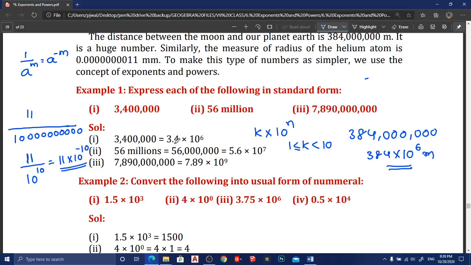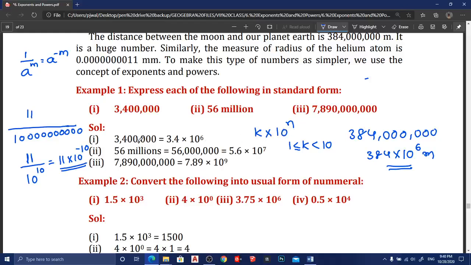Put a point after one digit, and after that, how many significant digits are there except zeros? Except zeros, how many significant numbers are there? That number may be from 1 to 9; it should not be equal to 0. Except zeros, only one digit is there, that you have to write here. 3.4 into. Now after putting the point here, how many digits are there here? 1, 2, 3, 4, 5, 6 digits are there. So this 6 you have to take as the power of 10 here. This 10 power n you have to write.